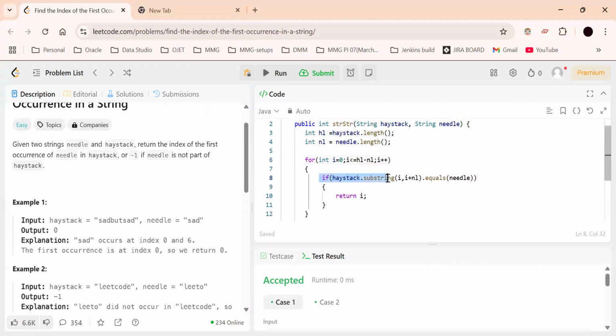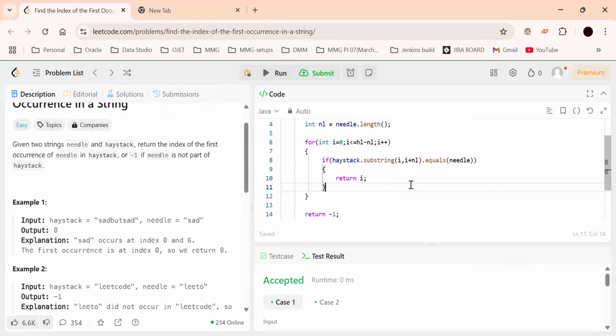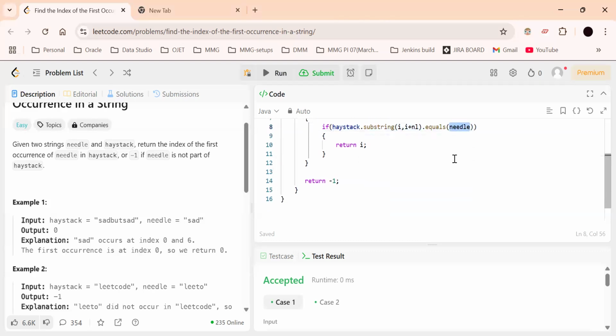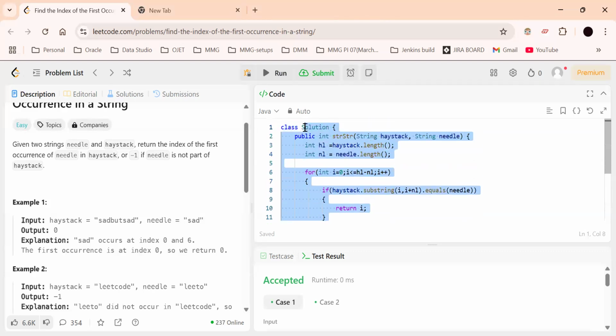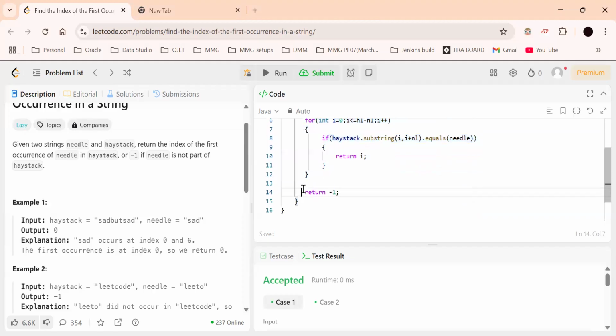So if you are getting any answer, we are returning it. So one very simple thing: I'm generating a substring and comparing it with the needle string. That's all, guys. If I did not get any answer, we are returning -1. I hope you understood this video.